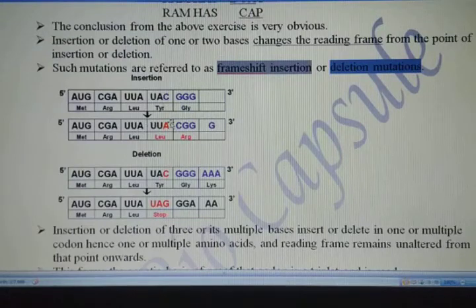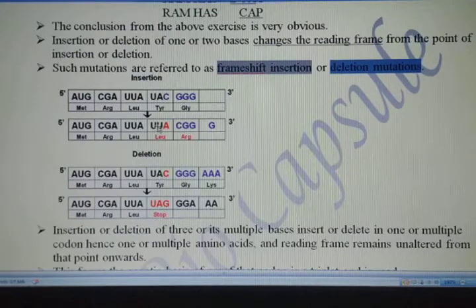So as a result, you see UAC was there. Now one more U has come to make UUA, and C is shifted to the next codon. Triple G was over here, CGA. So the amino acid which was supposed to be present at the fourth position, tyrosine, is now leucine. Over here, in place of glycine, arginine has come.